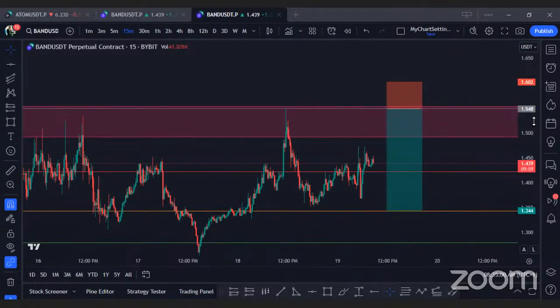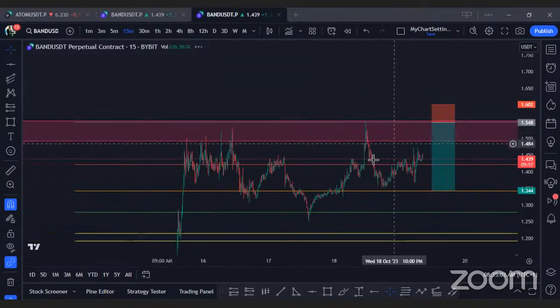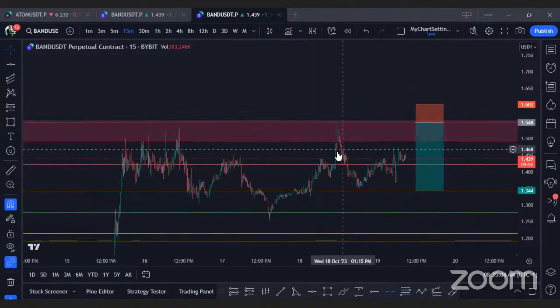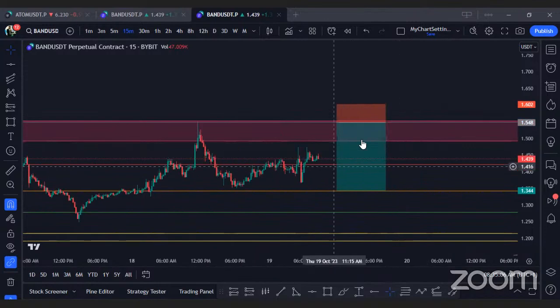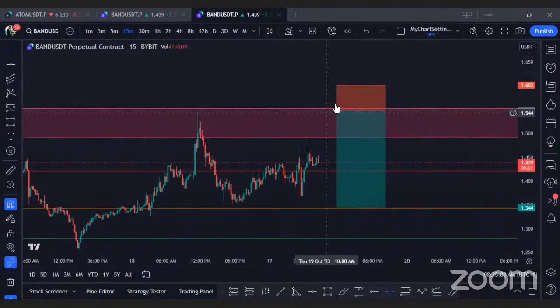1.6. So in case we break above this level, guys, you no longer want to be in that trade. That's the setup. It's going to be a limit order for me. That's the setup I have there for that particular token.